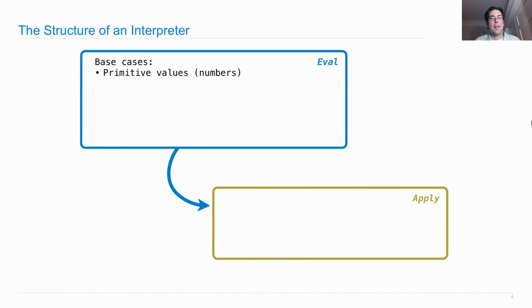Here's how. The base cases of eval are for primitive values, such as numbers. It just returns that number. And for recursive calls that it makes, well, when it gets a combination, which is an operator and some operands, it has to evaluate that operator and evaluate those operands in order to get the pieces that you're going to apply. So recall that you apply the procedure, that's the value of the operator expression, to the arguments that are all the values of the operands.